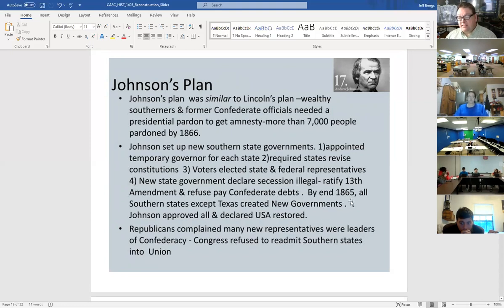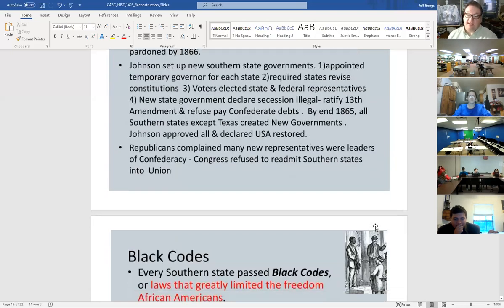By the end of 1865, everybody, 10 states except Texas, had created new governments. Johnson approved and said the United States has been restored. But many of the Northern Republicans complained that the new representatives coming from the South into the Congress were leaders of the Confederacy. And so Congress refused to admit or readmit Southern states into the Union.